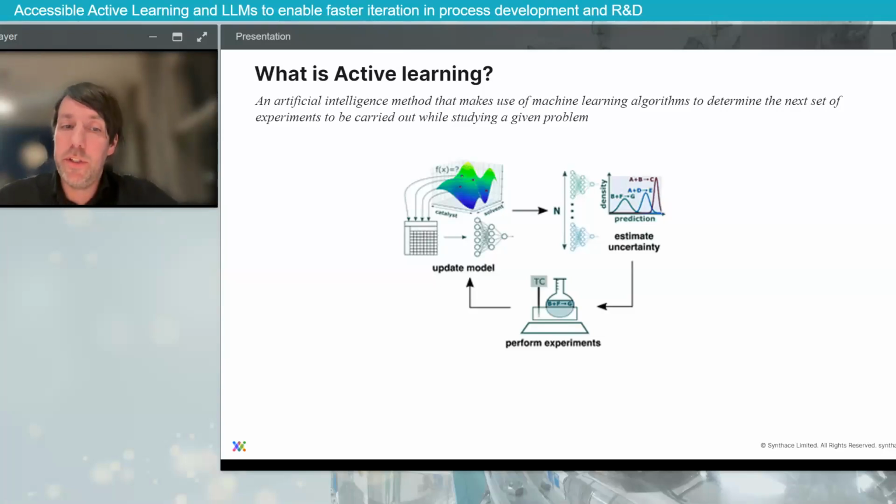Now, not all conditions are predicted with equal accuracy and certainty, and active learning typically chooses the conditions with least certainty to investigate next in order to get more data for that area of the design space which we're not sure about, in order to update the model and move forwards with more confidence in that part of the design space.